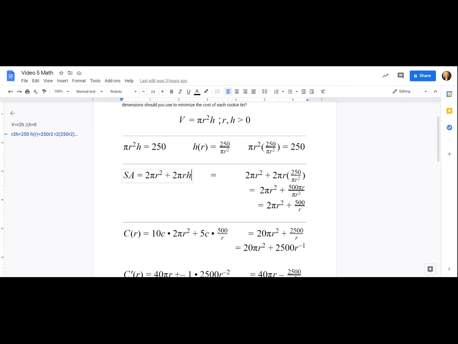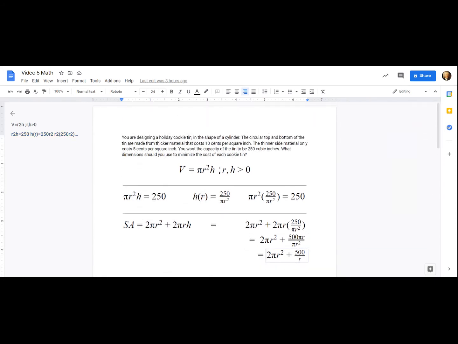And we've already established before that 250 over pi r squared is the height of our cylinder. So we will substitute that in for h. And when we solve that, we can distinguish that as 500 pi r over pi r squared. And since both the numerator and denominator share a pi r in common, we can simplify this as 500 over r. So the surface area of the cylinder in entire terms of r is 2 pi r squared plus 500 over r. Now let's get back to the pricing.